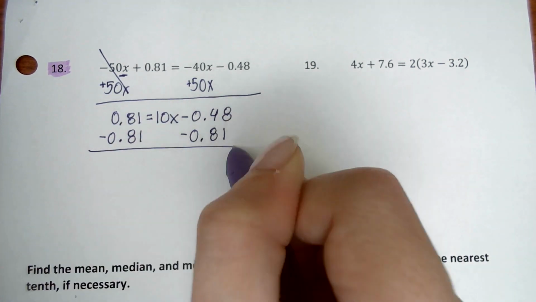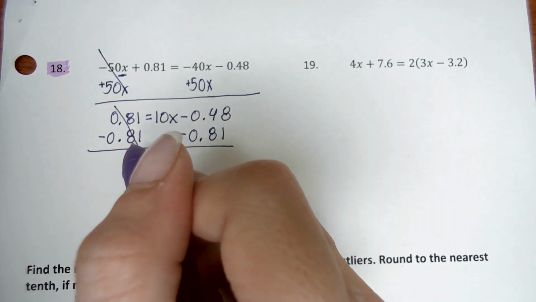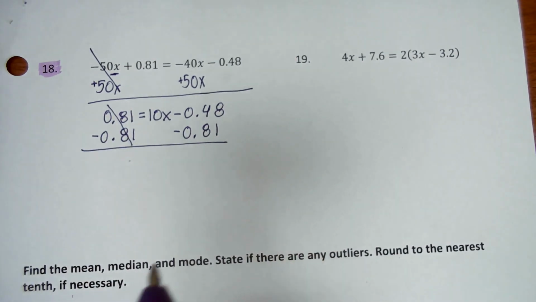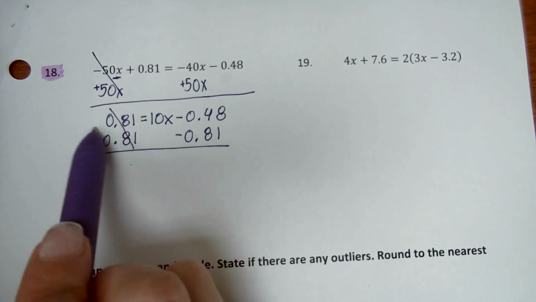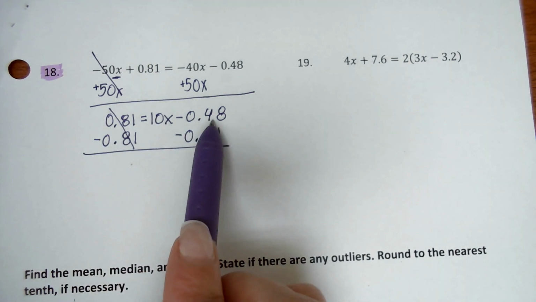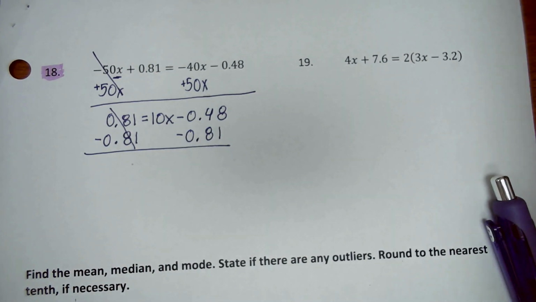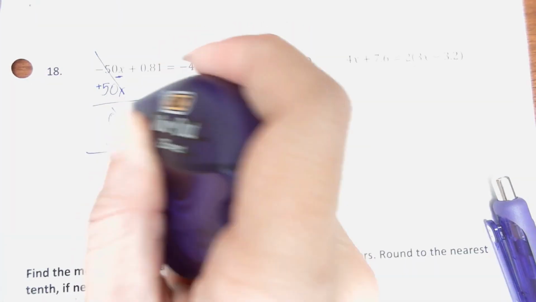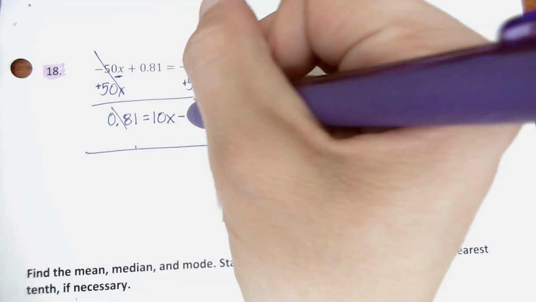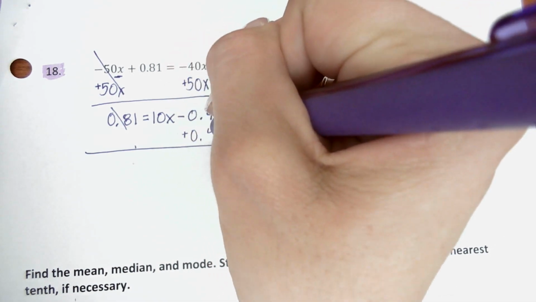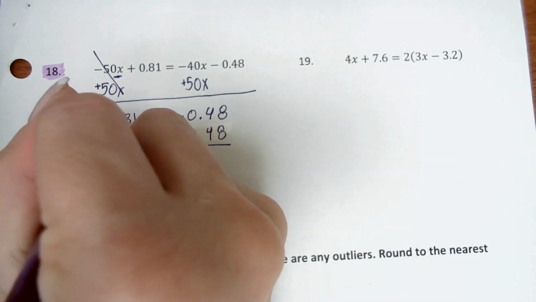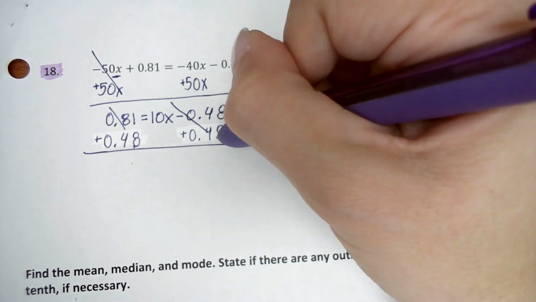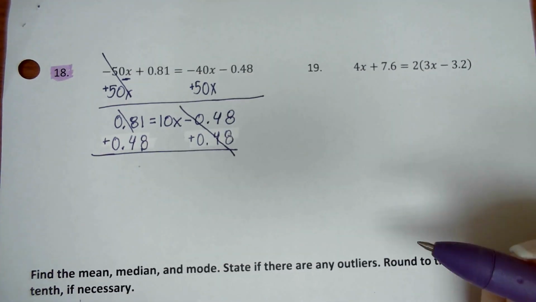And I want you to notice when you do that. Oops, we did the wrong thing. If we do that, we end up with nothing on this side, 0, and everything over here. So instead of subtracting 0.81, our better move is going to be to add 0.48. Now that will eliminate it over here, leaving our 10x alone.